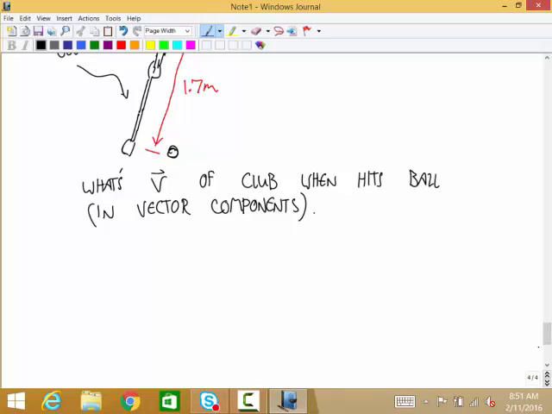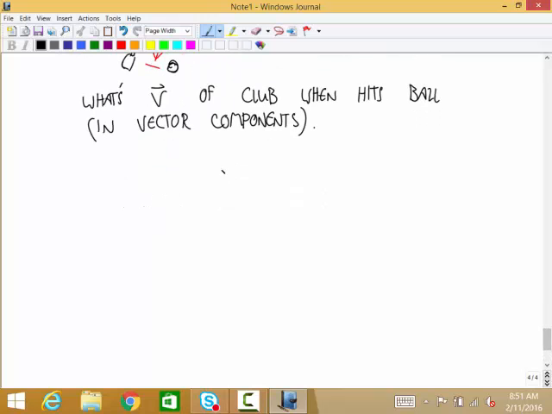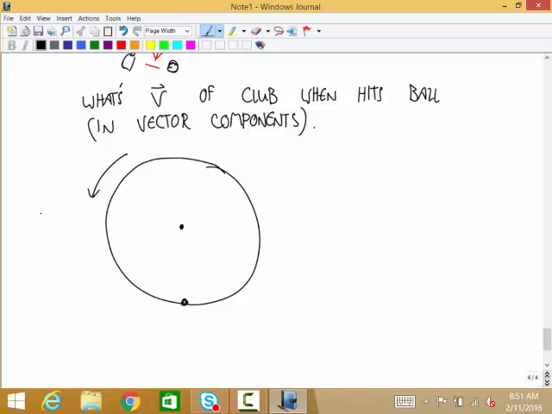So this circular motion is a part of this circle, even though it doesn't actually complete the whole circle. The ball is down here. The motion is this way, and omega is 35 radians per second. The radius of the circle is 1.7.